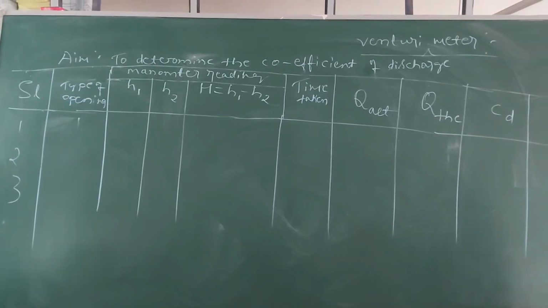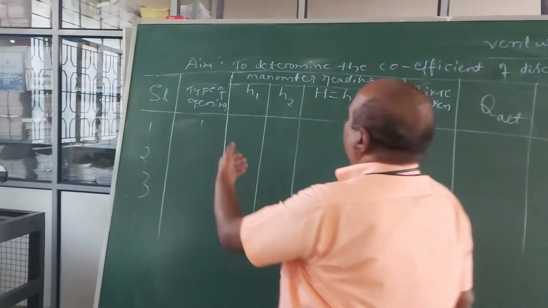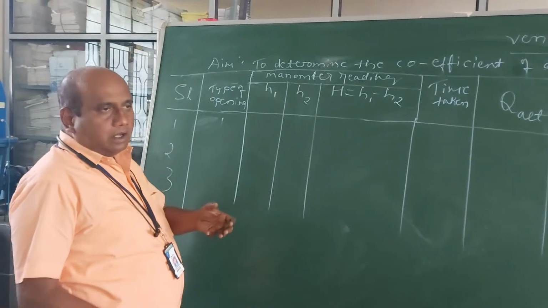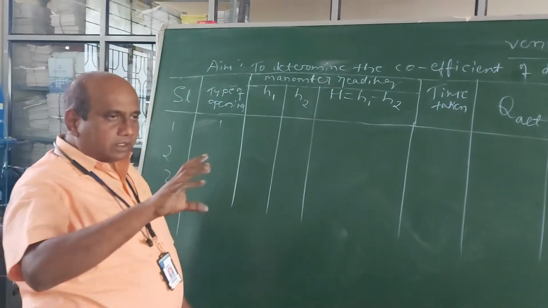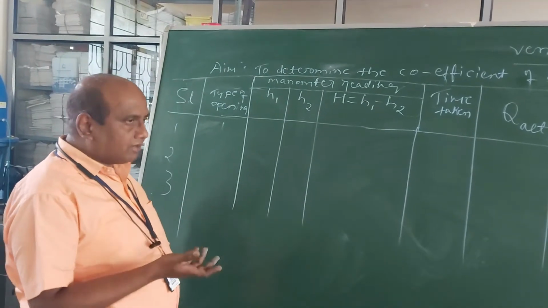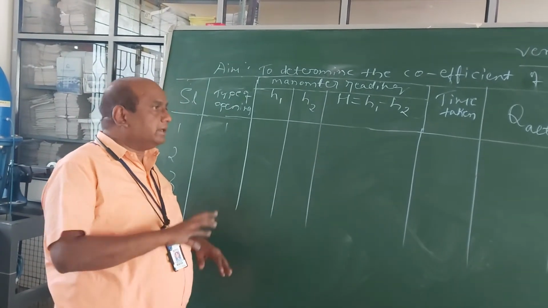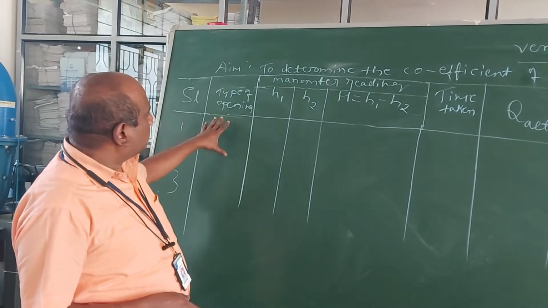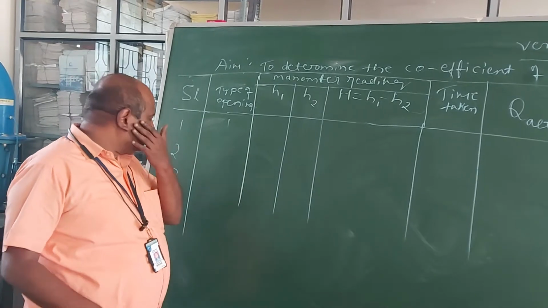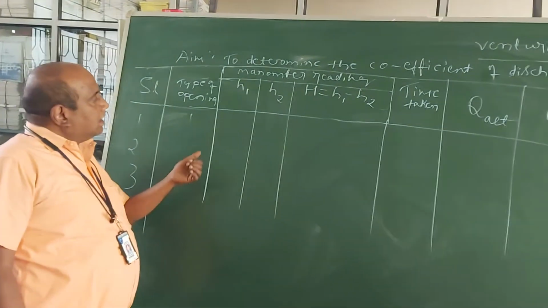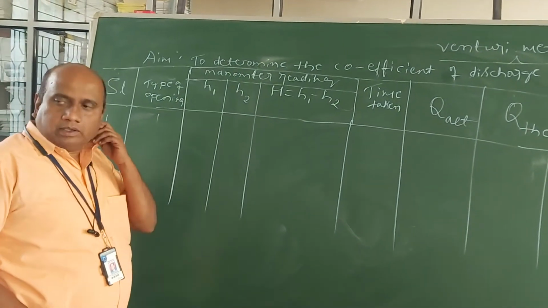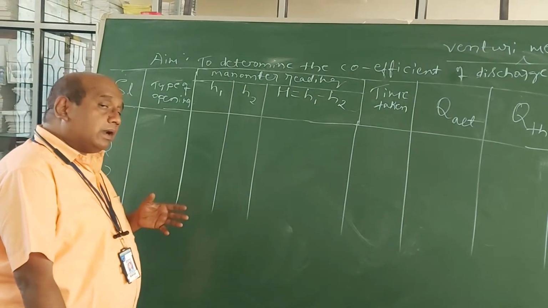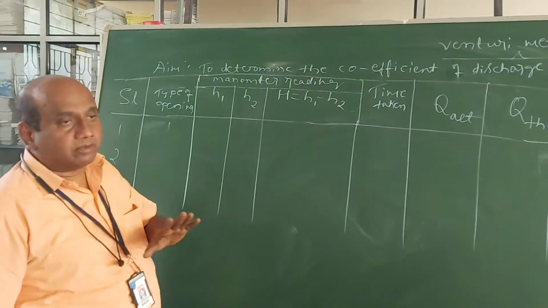In this tabular column, I have written what is the type of opening. The experiment you are going to conduct can be carried out either with the valve opening half, or you can carry out the same experiment by opening the full valve. That is why I have written the type of opening. It might be half valve or full valve. And once you switch on, the water rushes through the pipe, but how much water is flowing through the tube, that we are not sure.